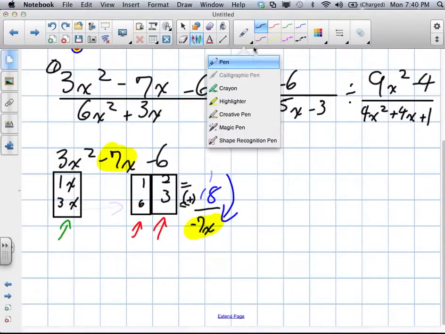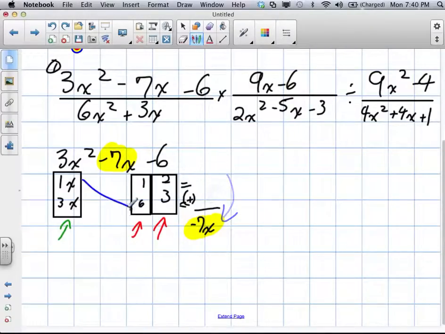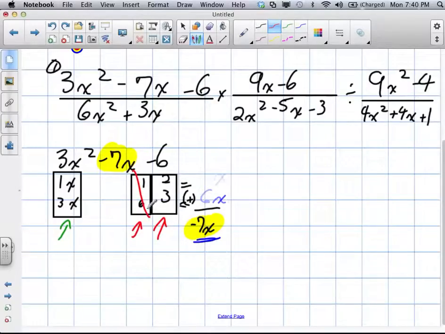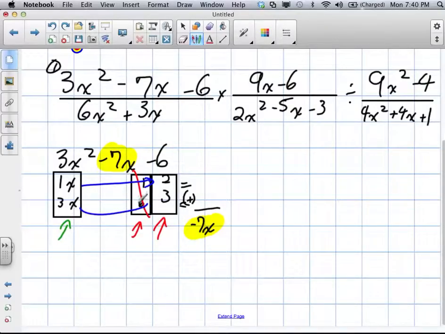So that doesn't work, but we can also go across too. 1 times 6 and 3 times 1, well, 3x and 6x. Any combination of those give us negative 7? No. So that didn't work. This column's no good. Let's hope the other column works. 1 times 2 and 3 times 3 gives us 2x and 9x. Any combination of that work? Yes, that will work.